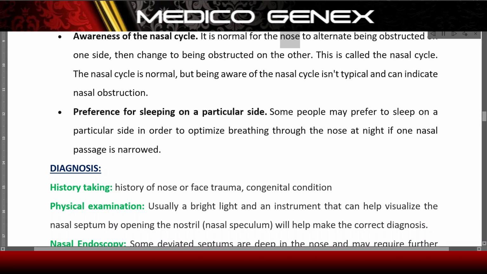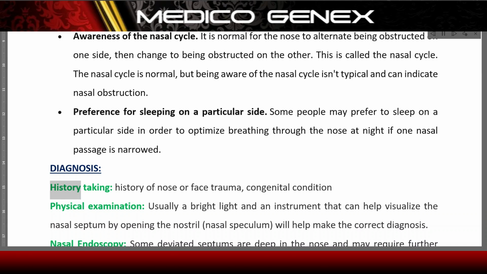It is normal for the nose to alternate being obstructed on one side, then change to being obstructed on the other. This is called the nasal cycle. The nasal cycle is normal, but being aware of the nasal cycle isn't typical and can indicate nasal obstruction. Preference for sleeping on a particular side. Some people may prefer to sleep on a particular side in order to optimize breathing through the nose at night if one nasal passage is narrowed.